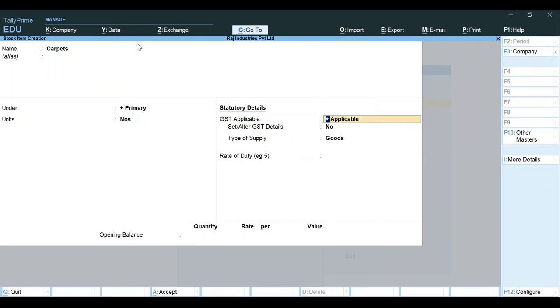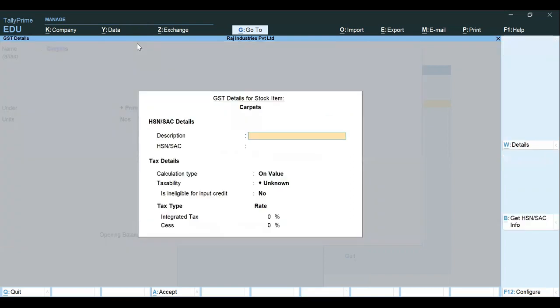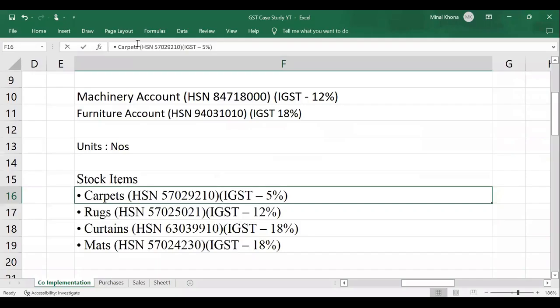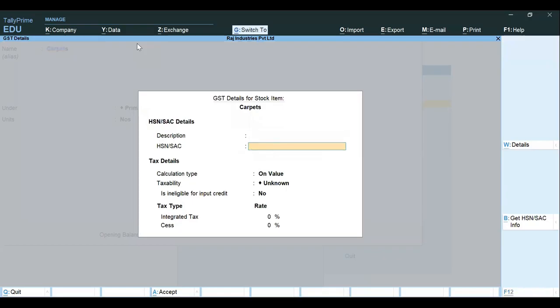Now GST applicable, like we have discussed it several times, I should always set my rate of GST while I'm creating my fixed assets, stocks, and service ledgers. So I'm going to say a yes here. I'm going to feed in the HSN number. Now, calculation type should be on value.